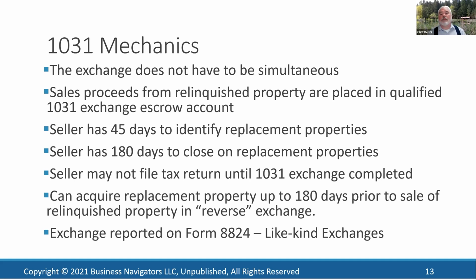Exchanges are reported on Form 8824, the like-kind exchange form. And so that's where you report all this information. So it's a very, very popular way of basically taking the entire sale price and rolling it over into a new property, rather than selling it, paying the tax, and then just rolling over the after-tax amount into the new property.